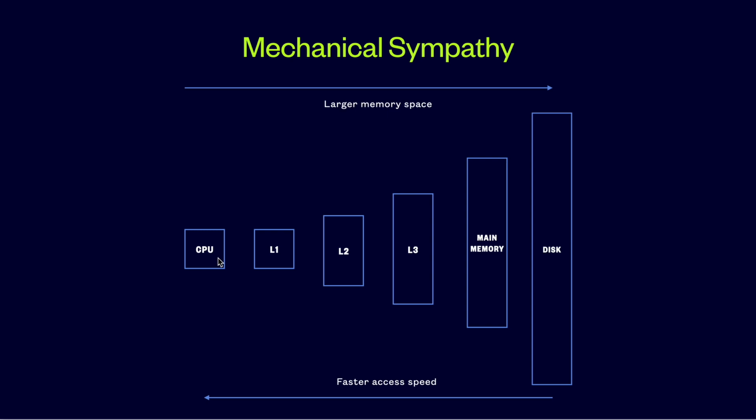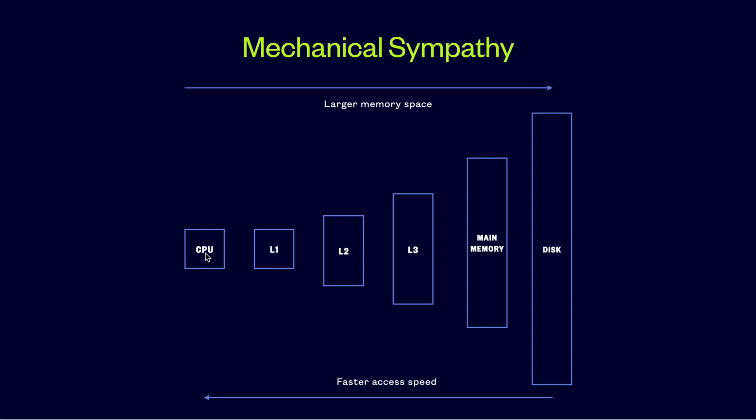So the second thing is the data access pattern. What that means is whenever you are working with a data structure, you have sequential access or random access. So always try to go with sequential access.